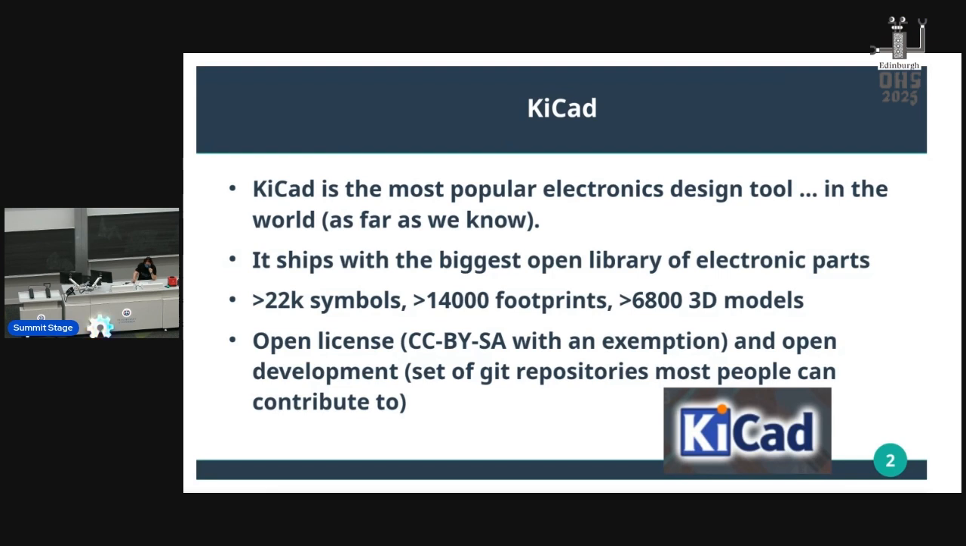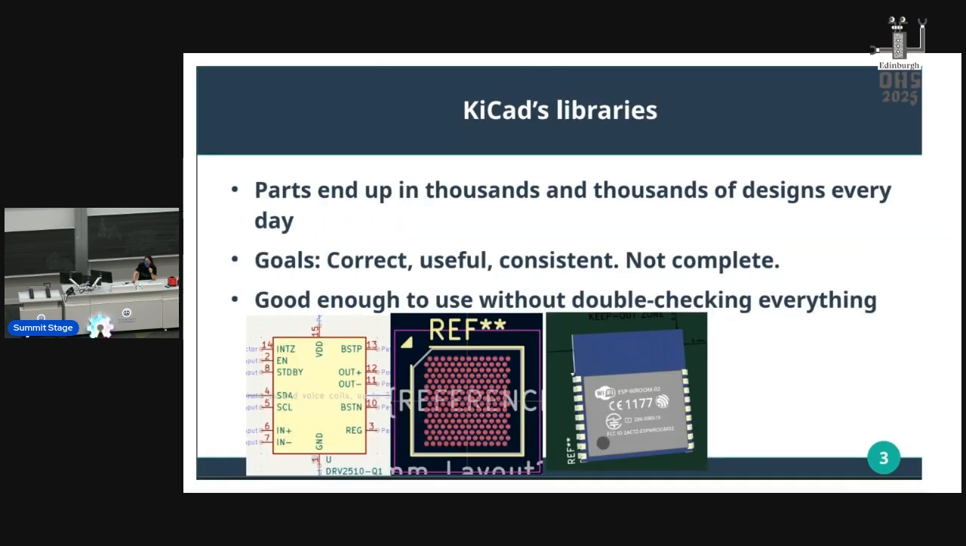So the problem with this is the parts in these libraries end up in thousands and thousands of designs every day. And we have goals for our libraries. We want the parts in there to be correct, useful, and consistent. We don't try to aim for completeness, as we can't possibly keep up with the industry, but all these parts should be good enough for people to use as they are without having to double check everything. And they should lead to readable schematics and be reasonably interchangeable with similar parts.